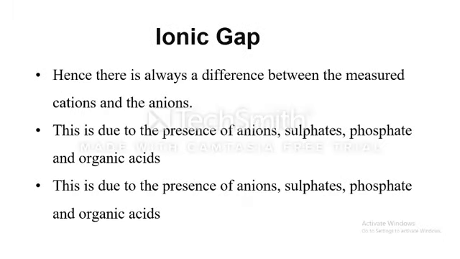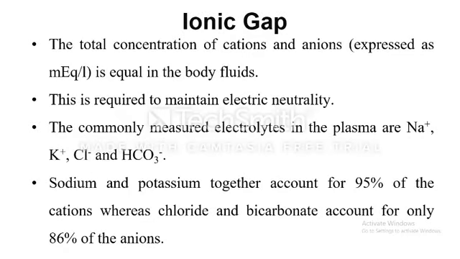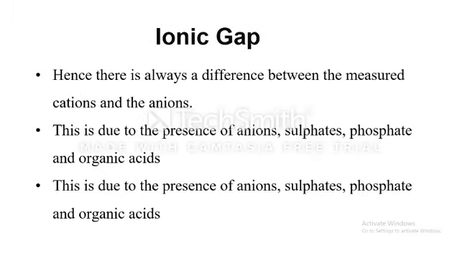Hence, there is always a difference between the measured cations and the anions. It's obvious. If cations are always higher and the anions are lower, there will always be a difference. This is due to the presence of unmeasured anions: sulfates, phosphates and organic acids.